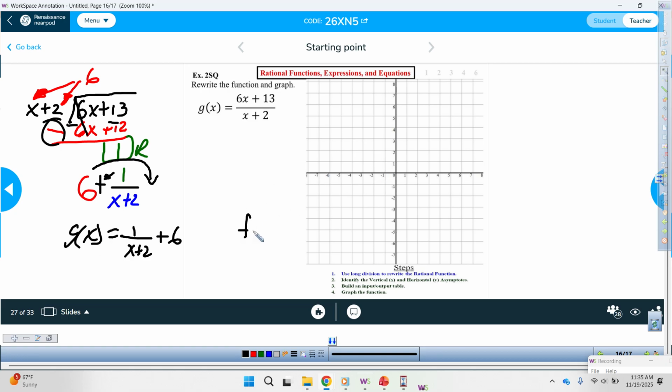So first I'm going to graph f of x equals 1 over x. That means my asymptotes are at 0. My points are at 1, 1 and negative 1, negative 1. And I'm going to move that according to this, 2 to the left and 6 up. So I'm going to move this point 2 to the left, 6 up. And now I'm going to draw my asymptotes going through that point.